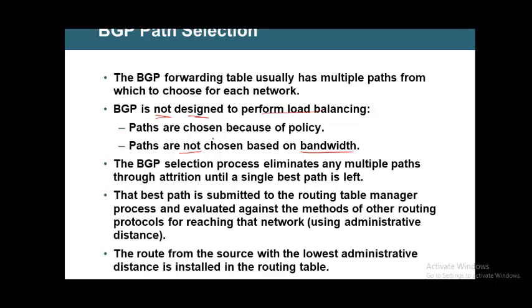So, even if you have multiple paths, BGP using attributes does the iteration against the list of attributes until a single best path is left. It will eliminate all other paths. The BGP selection process eliminates any multiple paths through iteration.